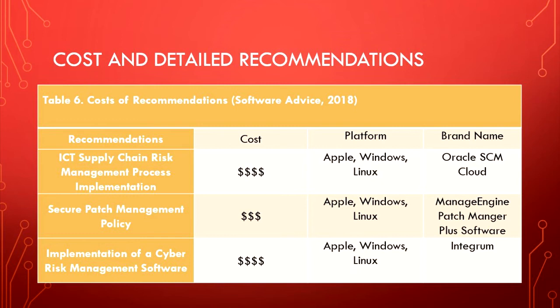Here you see the cost ranging anywhere from 3 to 4 in the spectrum of 1 to 5, and then we have the platforms: Apple, Windows, Linux. And then we actually have specific brand names for the different types of policies that we want to incorporate, and the actual ones we do recommend. For the supply chain risk management process, we have the Oracle SCM Cloud. Then we have the ManageEngine Patch Manager Plus software for the secure patch management policy, and then we have Integrum for the implementation of a cyber risk management software as well.